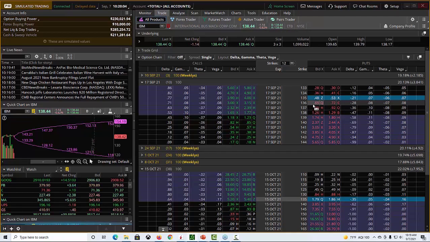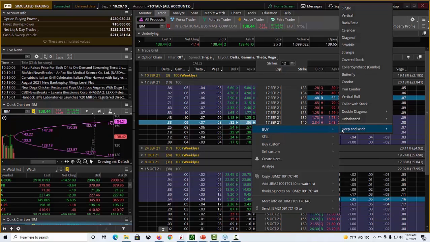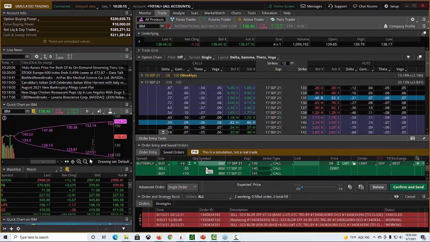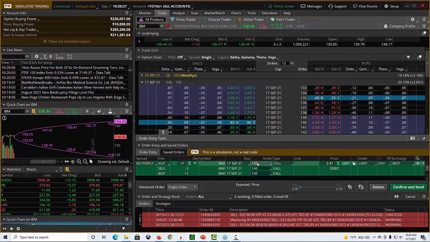So let's see what a butterfly around 140 would look like. I'll do the call side because whenever I do a butterfly that's a little above, I use the calls. When I do a butterfly that's a little below, I'll use the puts. Okay, let's assess this. So again, we're kind of targeting this to be in that range. This is a little better.